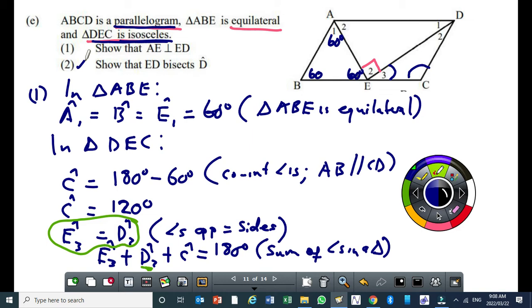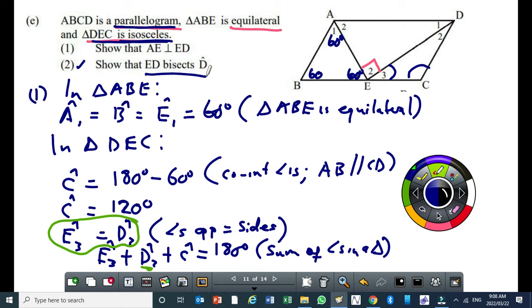angle D. Now, what does this mean? ED bisects angle D. Well, what does that mean? Okay, it means that the line ED divides angle D into two equal angles.